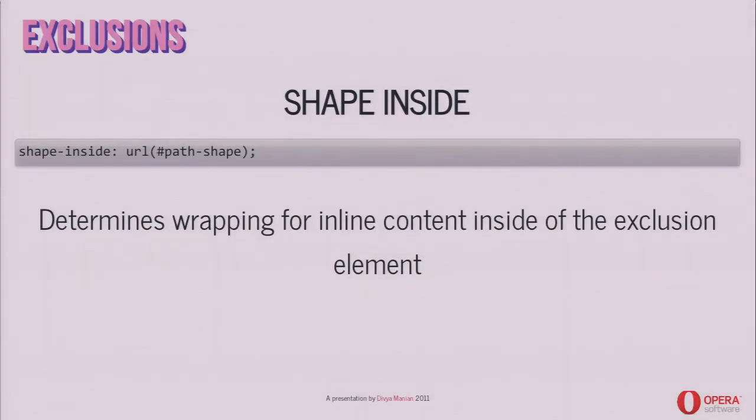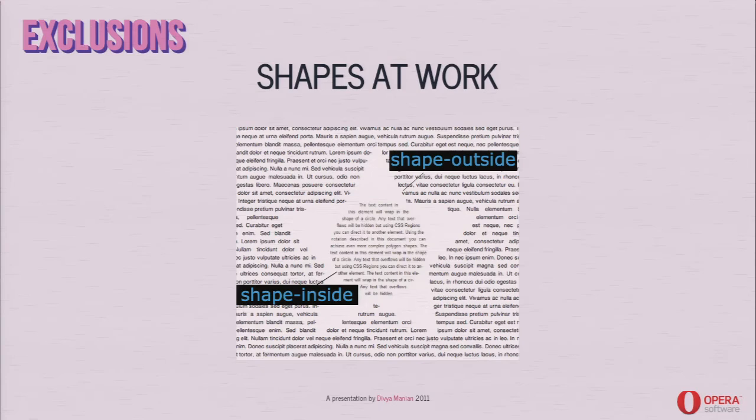So as I mentioned, the shape-inside and shape-outside properties can take SVG-like syntax, and they can also take SVG itself, and you can also use an image to determine the shape of the wrapping area. So here's an example of how those shapes work. The star that you see outside is determined by the shape-outside property, and the circle is inside. So the text inside the circle is the text inside the exclusion element, and that is determined by the shape-inside property.